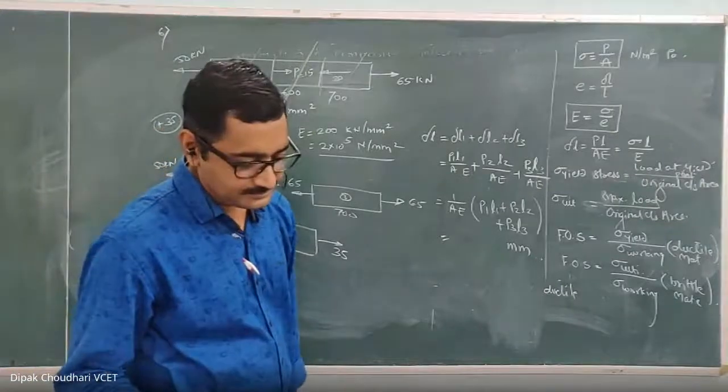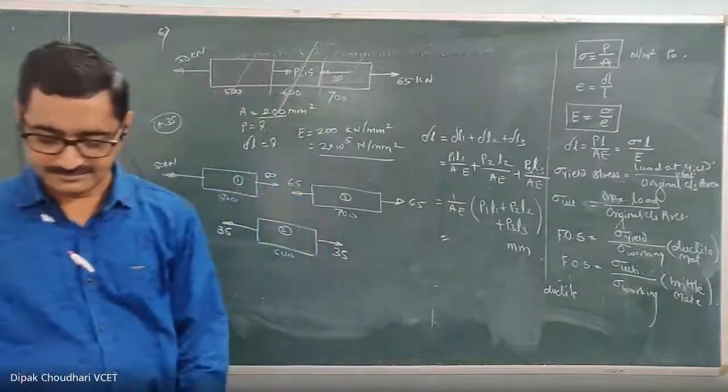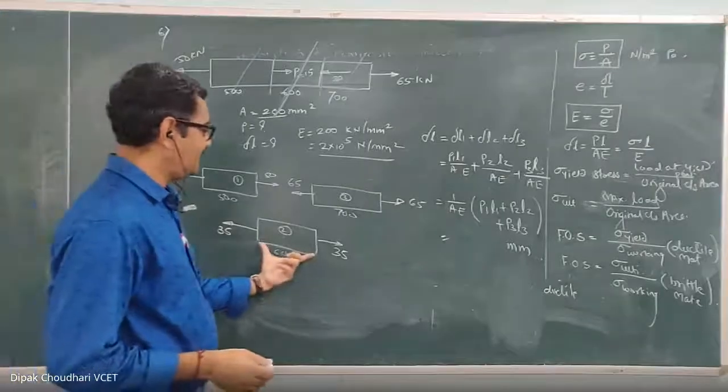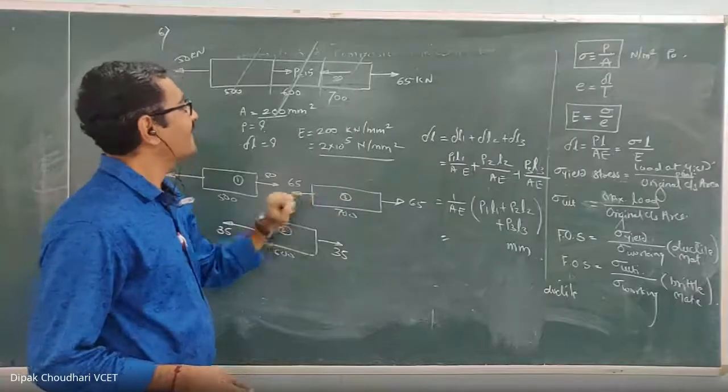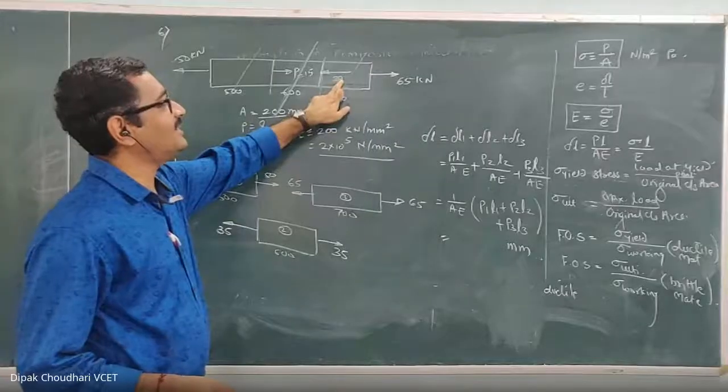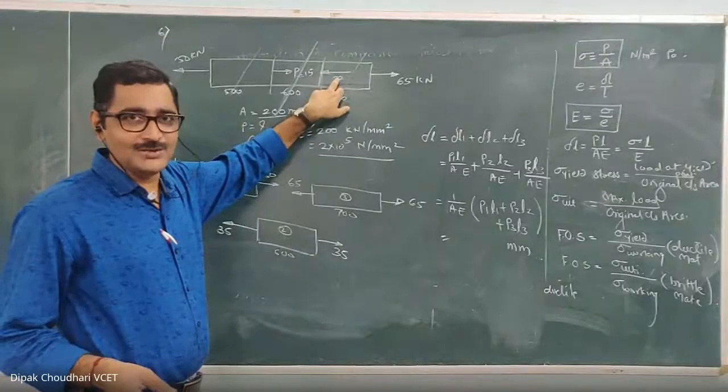Any doubt? सर वो थर्ड बॉक्स में जो 30 किलो न्यूटन है उसका मतलब क्या यूज है? थर्ड बॉक्स में ऊपर 30 किलो न्यूटन का जो फोर्स लगाई ऊपर क्वेश्चन में, उसका यूज हमने अभी तक नहीं किया.